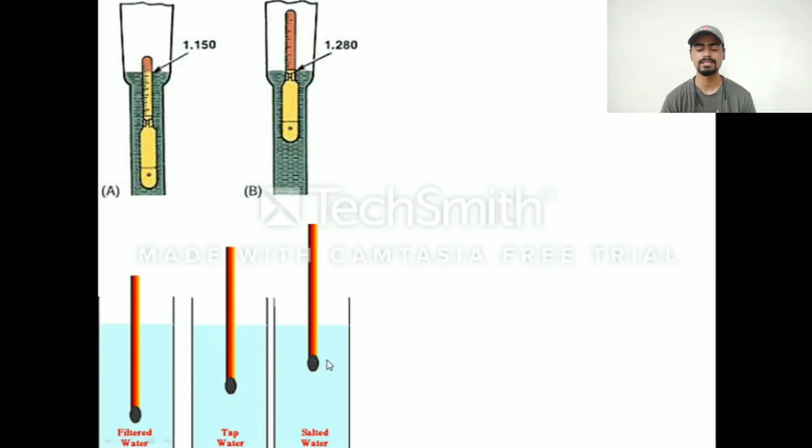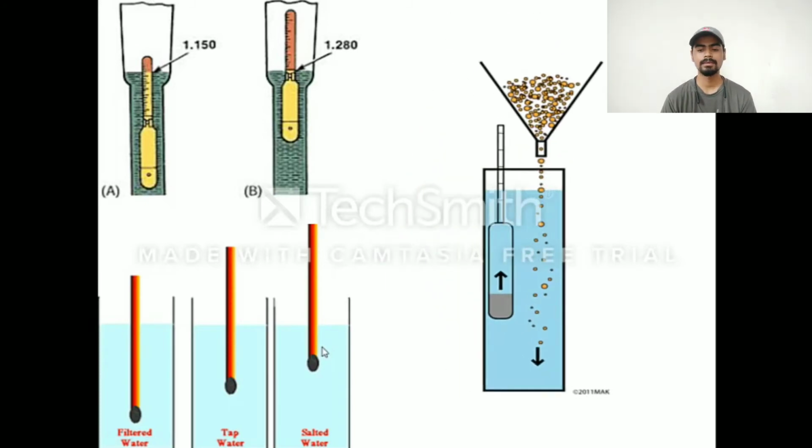And the last case is the salted water. It means the sea water, in which a larger amount of minerals will be there. More minerals means the density of the liquid is more. When the density of the liquid is more, your hydrometer is not going to sink as much compared to the first and the second case, that is filtered water and tap water. Okay, let us quickly take one more example.